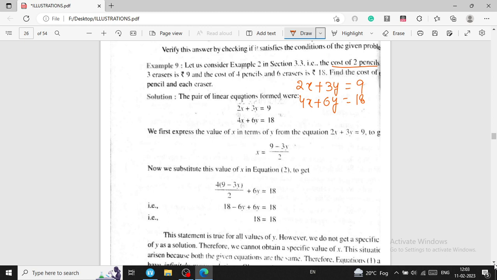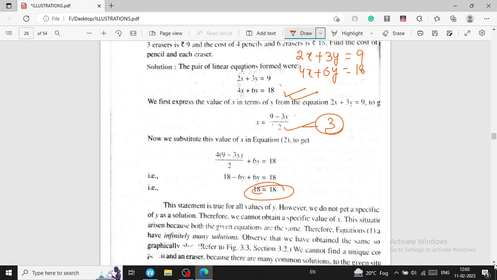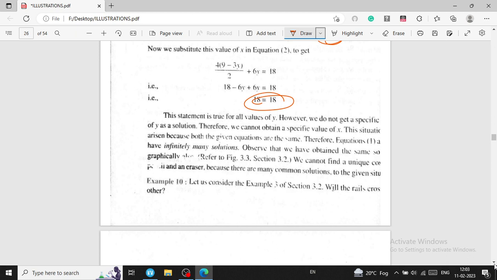From the first equation, make x in terms of y. x is equal to 9 minus 3y, with 2 in the denominator. This is your third equation. Substitute this equation's value in the second equation and we will find this statement is true for all values of y. However, we do not get a specific value of y as a solution because we cannot obtain a specific value of x.